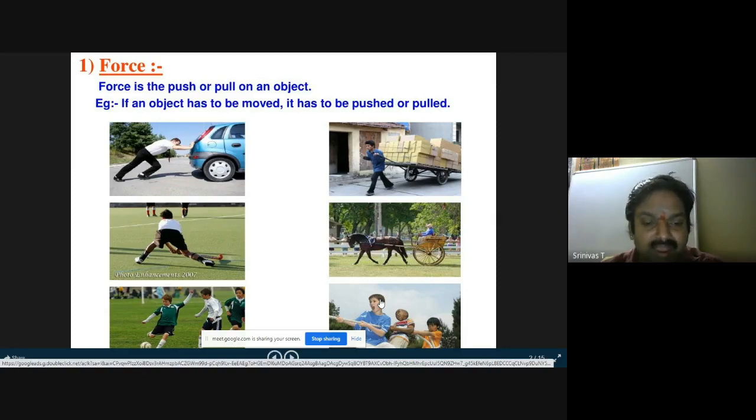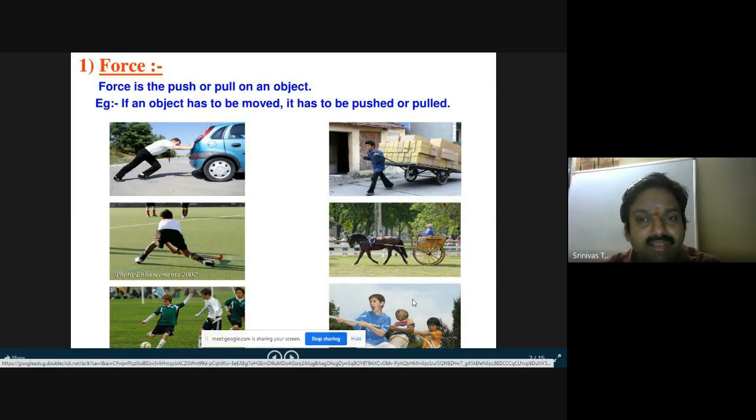Next, in the same way, in games and sports, particularly in the game of football, one is pushing the ball, hitting the ball hard. In the second column, you can see one is pulling the cart. In the same way, a woman is being pulled by a horse in the cart. And finally, the game of tug of war. You can all see this.